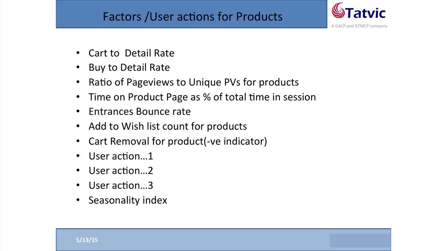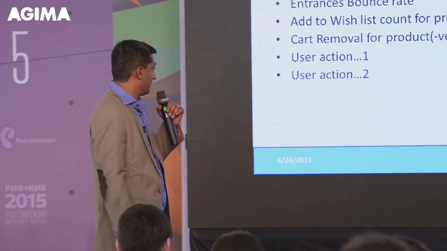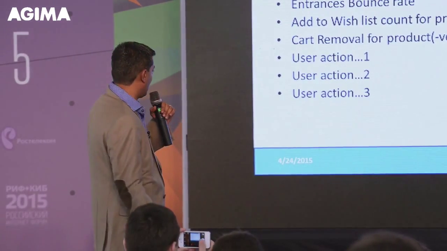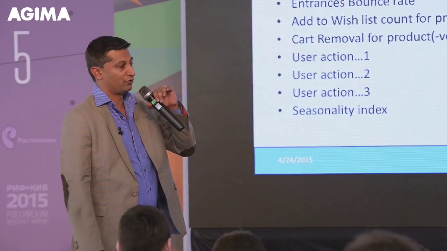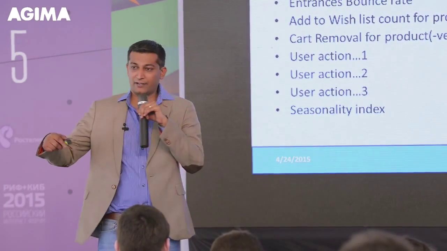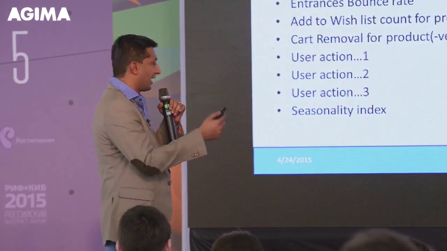Now if you look at it, these are the factors which indicate whether the product is in demand or not: cart to detail rate, buy to detail rate, page views to unique page views, and a negative indicator such as cart removal, among a variety of factors. You can add a couple more factors depending upon your store, and you can also deseasonalize the demand index. Some products would have a higher demand in certain periods of time and some a lower demand, so you want to deseasonalize that as well.